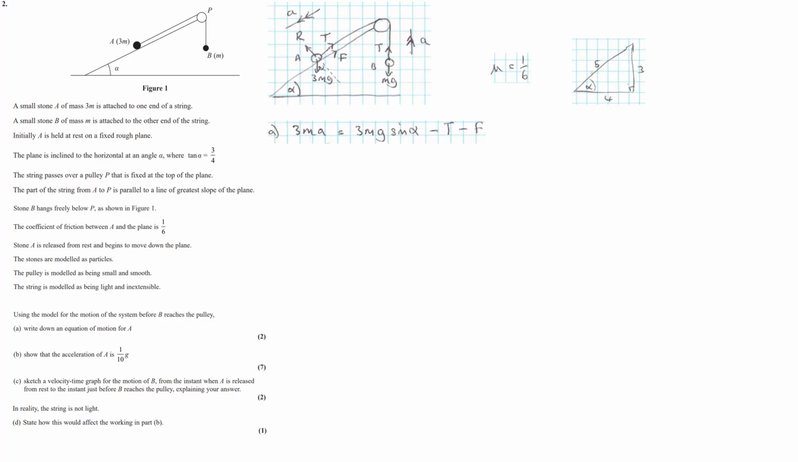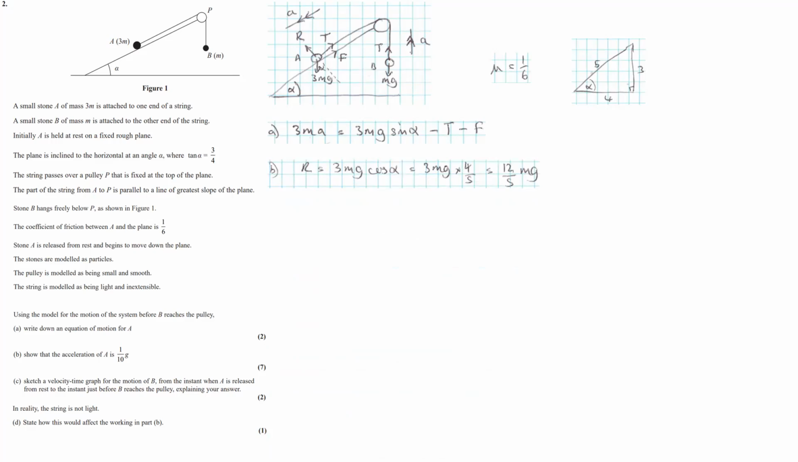Part B, show that the acceleration of A is 1/10 g, and this is 7 marks. So obviously, the marks should tell you how much work you need to put in. So this is going to be quite involved. So part B, what I did, I started off by resolving perpendicular. Now I haven't written that. Normally I write that in.